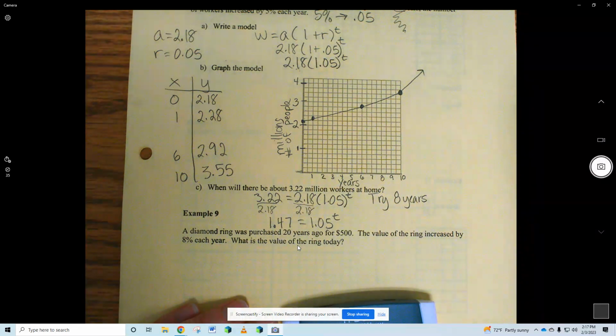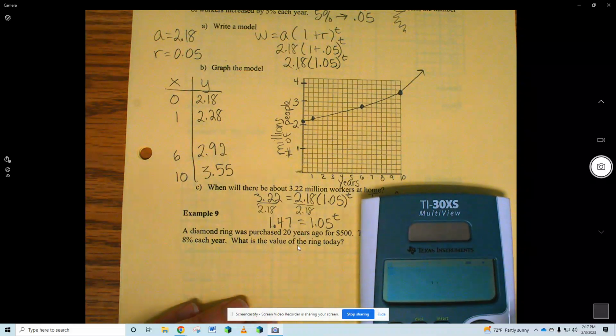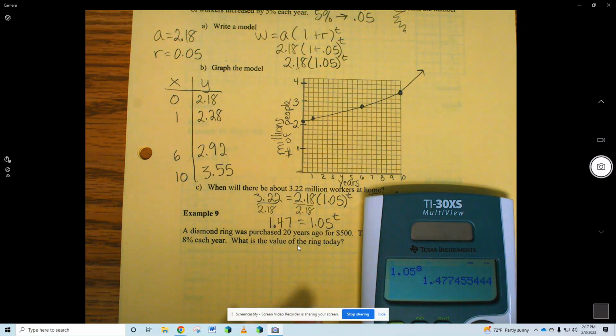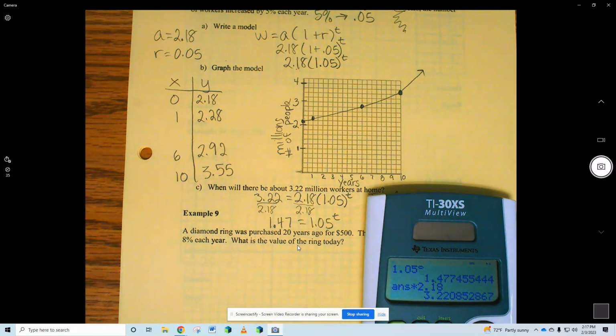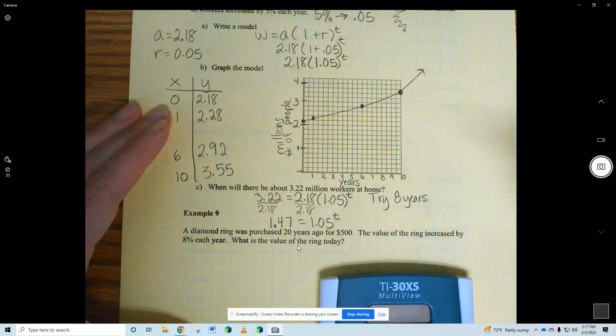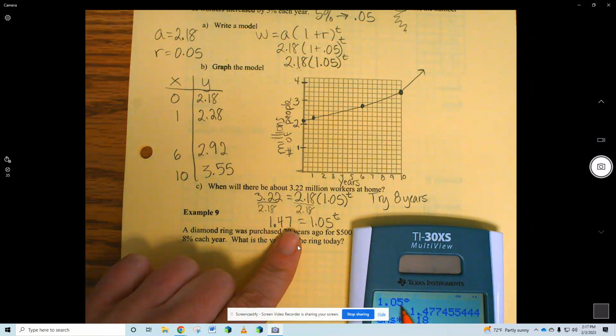So 1.05 to the 8th. Let's see what that equals, times 2.18. Yeah, it worked out perfect. 3.22. So 8 years. 8 would be it. Because look, 1.47 equaled 1.05 to the 8th, so I knew that that was good also. Okay.